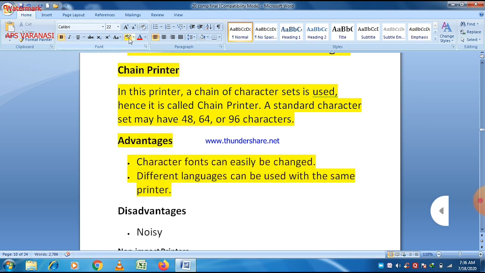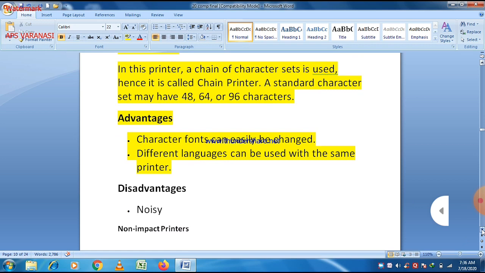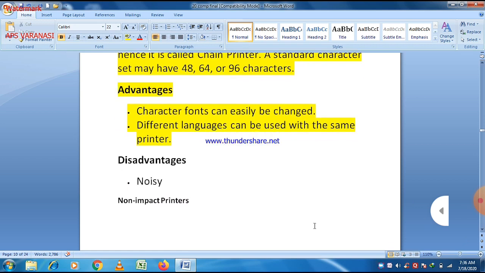Advantages of chain printers: character fonts can easily be changed, and different languages can be used with the same printer. And the disadvantage is that they are very noisy.